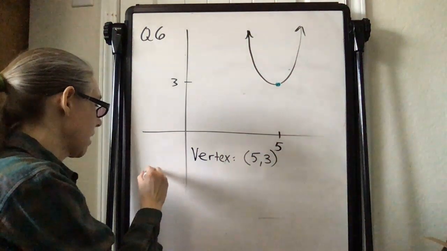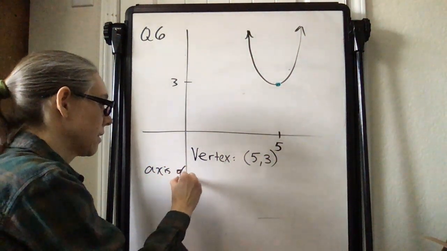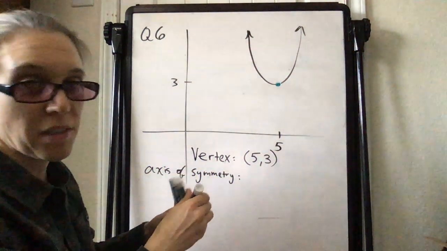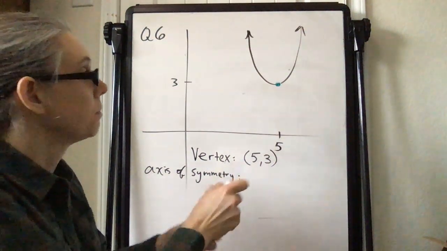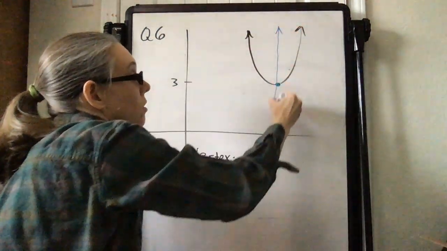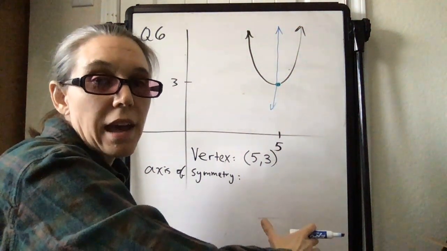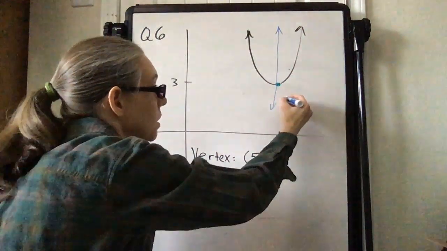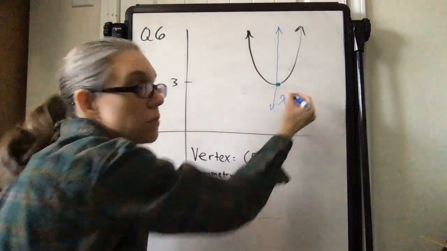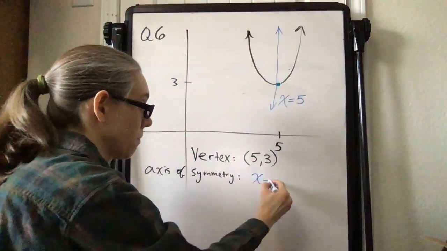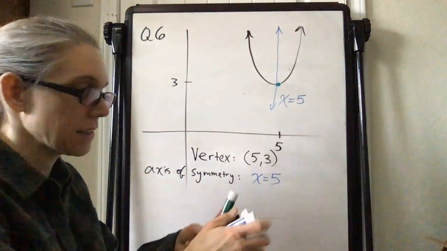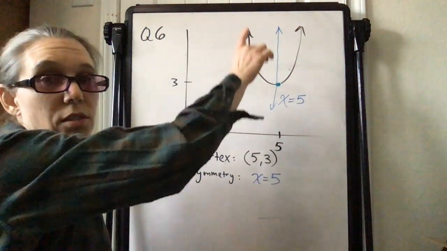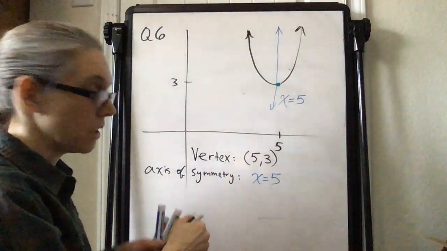The next thing you need to say is what is the axis of symmetry. Remember that the axis of symmetry is a vertical line that goes through the vertex of the parabola. So the equation would be x equals 5. And then lastly, you just need to determine whether the parabola opens upward or downward. You can see that this is an upward facing parabola.